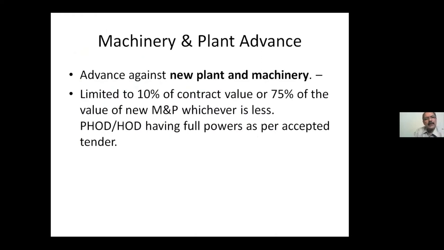M&P advance is limited to 10% of contract value or 75% of the value of the new M&P. अगर सपोज आपका मशीनरी कॉन्ट्रैक्टर ने मशीनरी खरीद लिया, उसका कॉस्ट है 1 crore, so how much M&P advance will be given to him? 75 lakhs, ok, and 10% of the contract value, जो भी कम है उसमें से, that will be given as machinery and plant advance. तो इसके लिए क्या कंडीशंस फुलफिल करना पड़ता है?